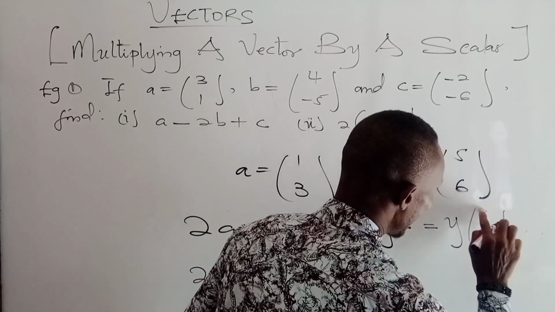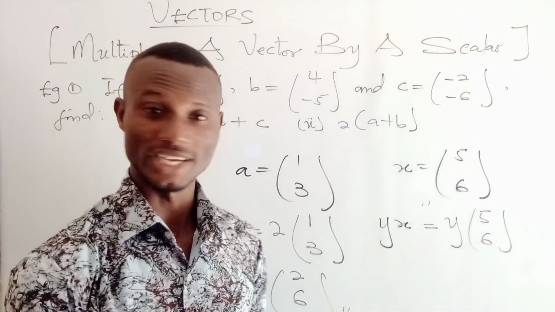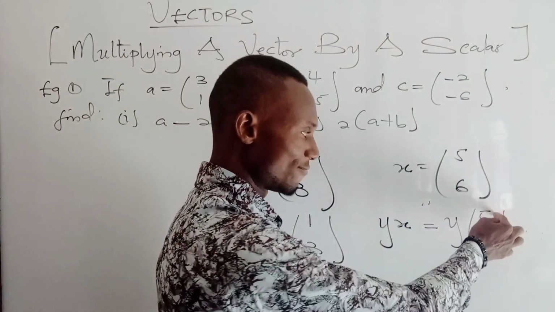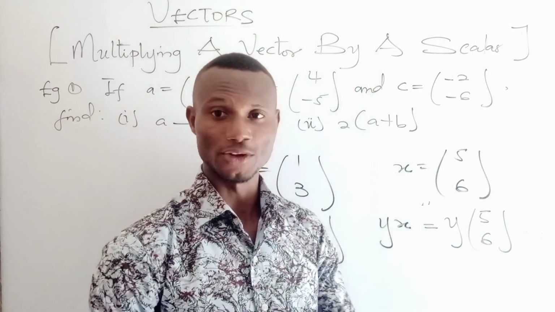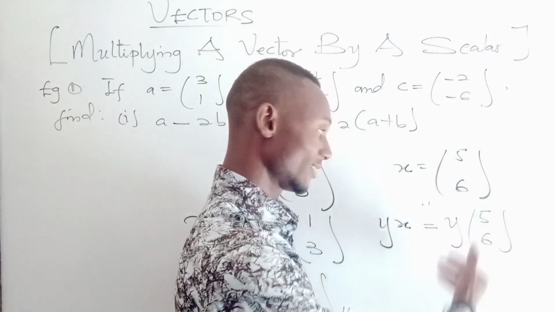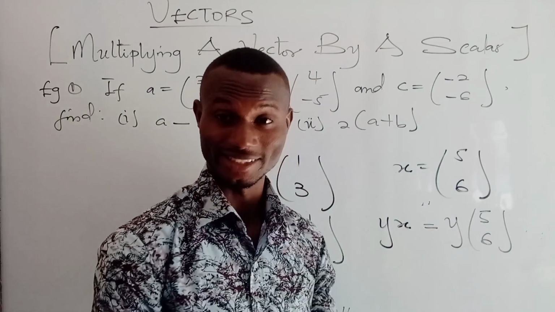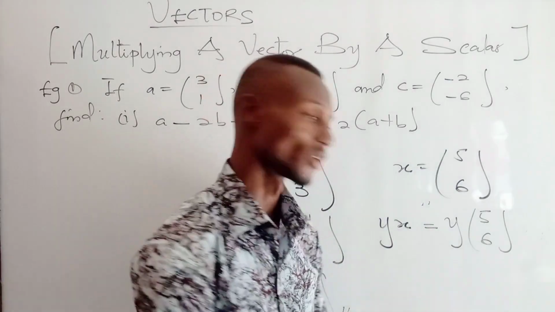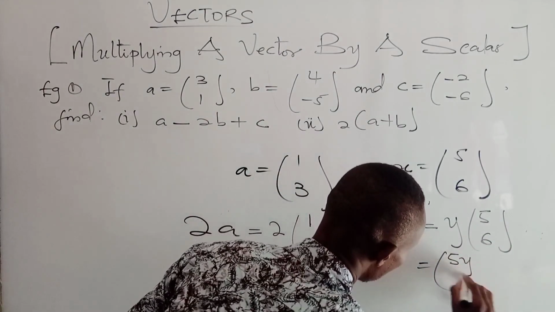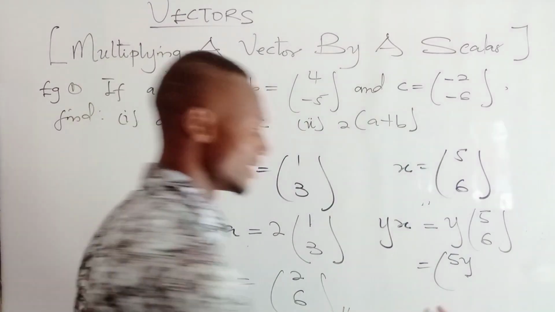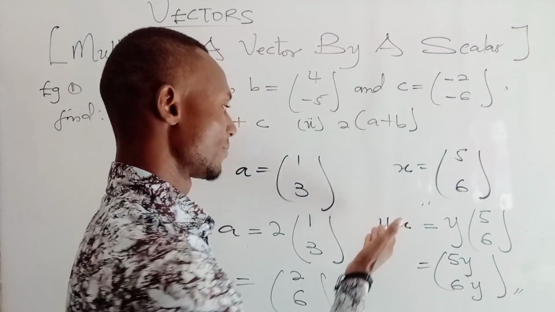I hope you understand and you agree with me up to this point. Now we follow the same process. The y here will multiply the value at the top, and it will also multiply the value at the bottom. That's how you conduct the multiplication. It multiplies the components of the vector. So the y will multiply the 5 here, and the y will multiply the 6 down here. Then you write your answer. So I'll have y times 5, which gives me 5y, and y times 6, which gives me 6y. So this is my answer for simplifying the question on the board.